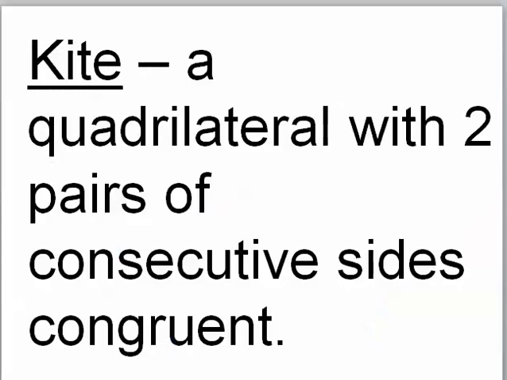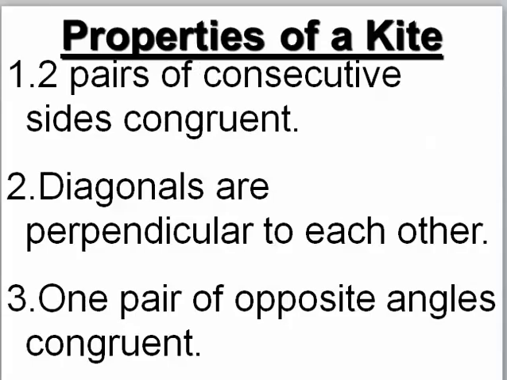The last kind of quadrilateral we're going to work with is a kite. A kite is a quadrilateral with two pairs of consecutive sides that are congruent. And we're going to talk about our properties of a kite. This will have two pairs of consecutive sides congruent, so two sides in a row will be the same. The diagonals are perpendicular to each other. They will cross at 90 degrees. And one pair of opposite angles are congruent. And so we'll talk about which pair we know are congruent.